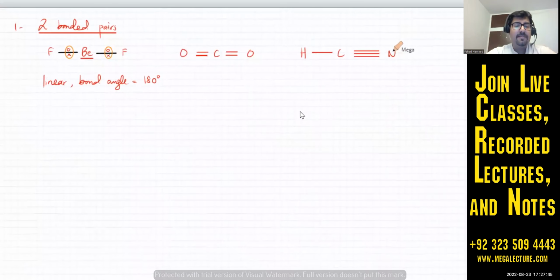Is that clear? Keep this in mind: think of a double bond as one thing. One bunch over here, one bunch over here. They'll try to be as far away from each other as possible. Is that clear?